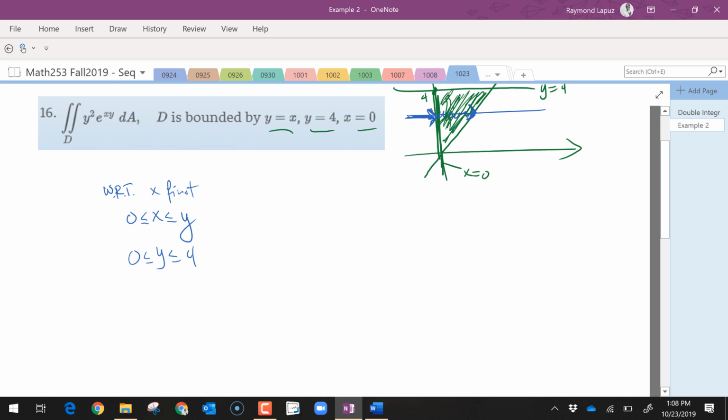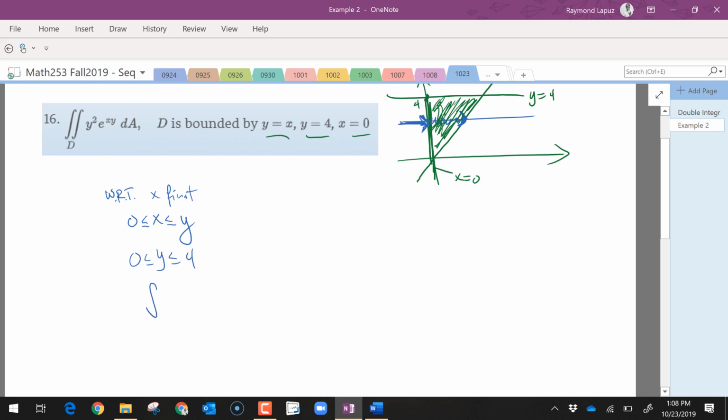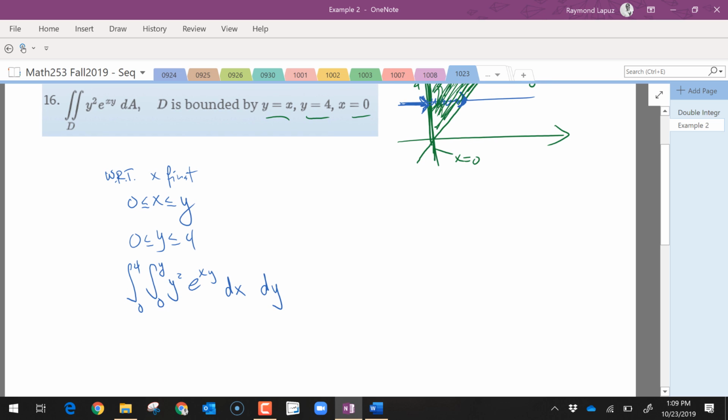All right, I got my integral. Inside my integral is y squared e to the xy. And I'm going to integrate with respect to x first, so I'll write dx. And what are my limits for x again? 0 to y. And then I'll write my second integral, the outside, with respect to y, and my outer limits are 0 to 4. Okay? All right, let's put that aside for a second.